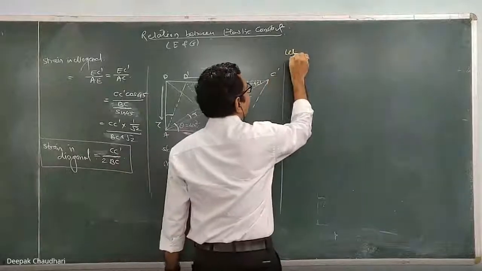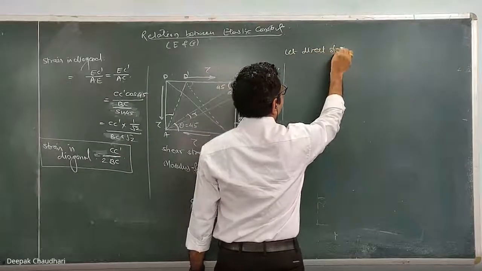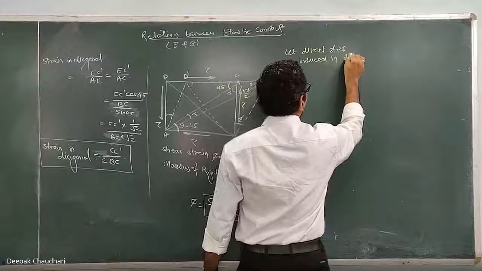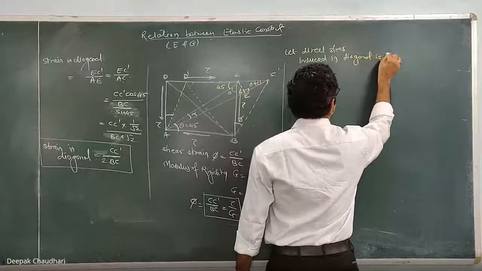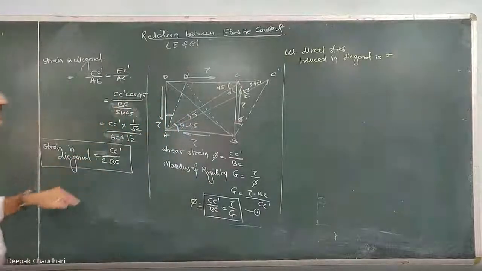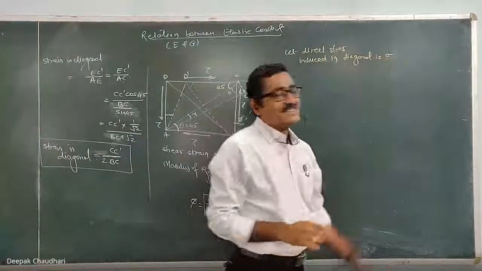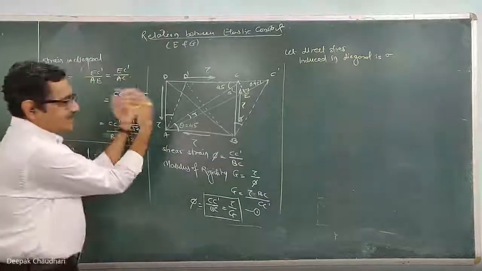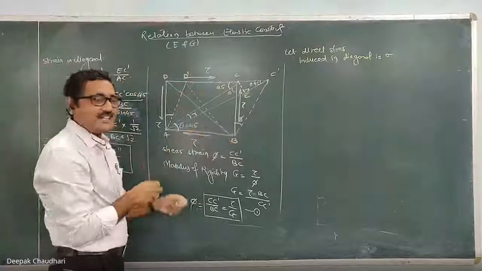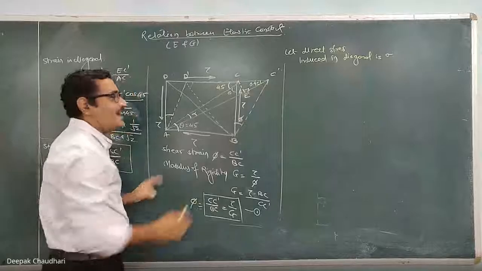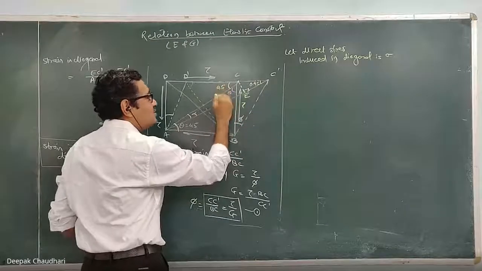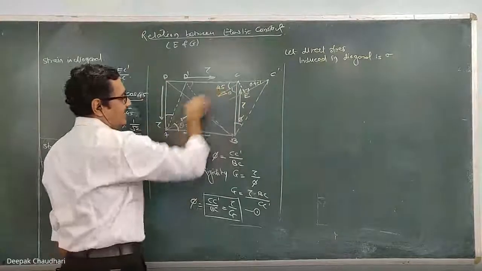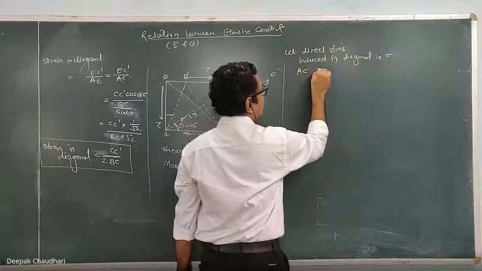So I am assuming that the direct stress induced in the diagonal is sigma. Sigma is the direct stress. Tau is the shear stress. Now in this diagonal, this direct stress is induced because of the shear stress. If you think logically, you can easily observe that if such shear stresses are acting, this diagonal will get elongated. Since it is elongated, it will be in tension. This diagonal, AC, is in tension.